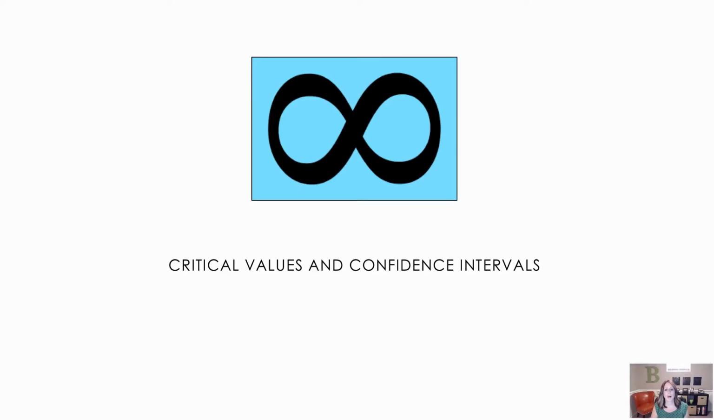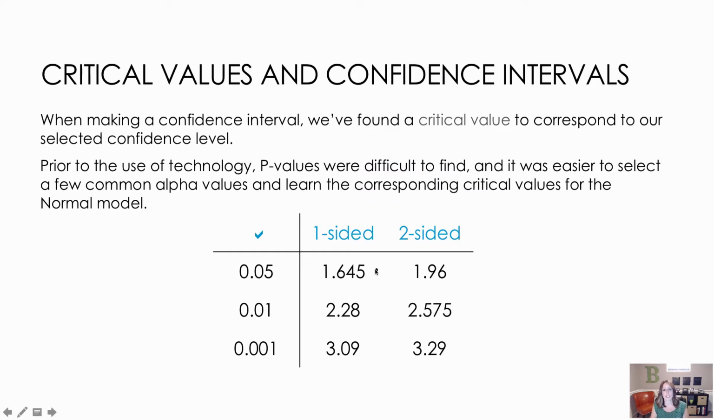I want to talk to you now about the correlation between critical values and confidence intervals. A traditional method of statistics is, instead of finding those p-values because they were difficult to find before we had all of this technology, what we would do is find a few of the alpha levels, and then look at failing to reject or rejecting based on these values. So you would have a table that looked like this, and these are the values that you would compare your test statistic against.